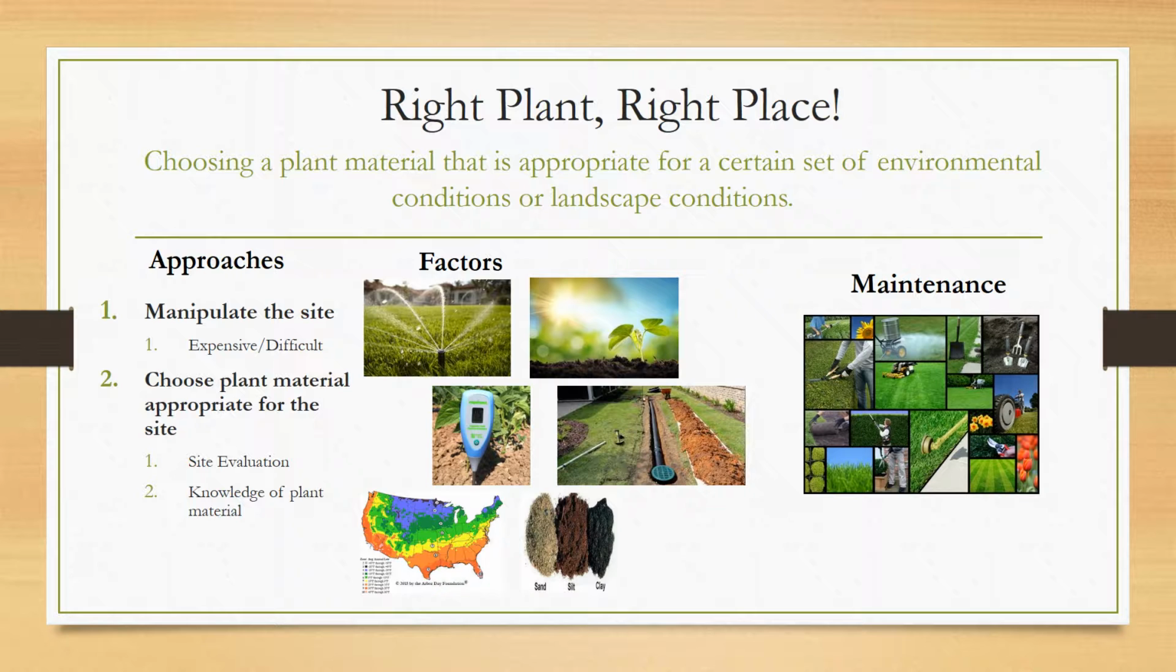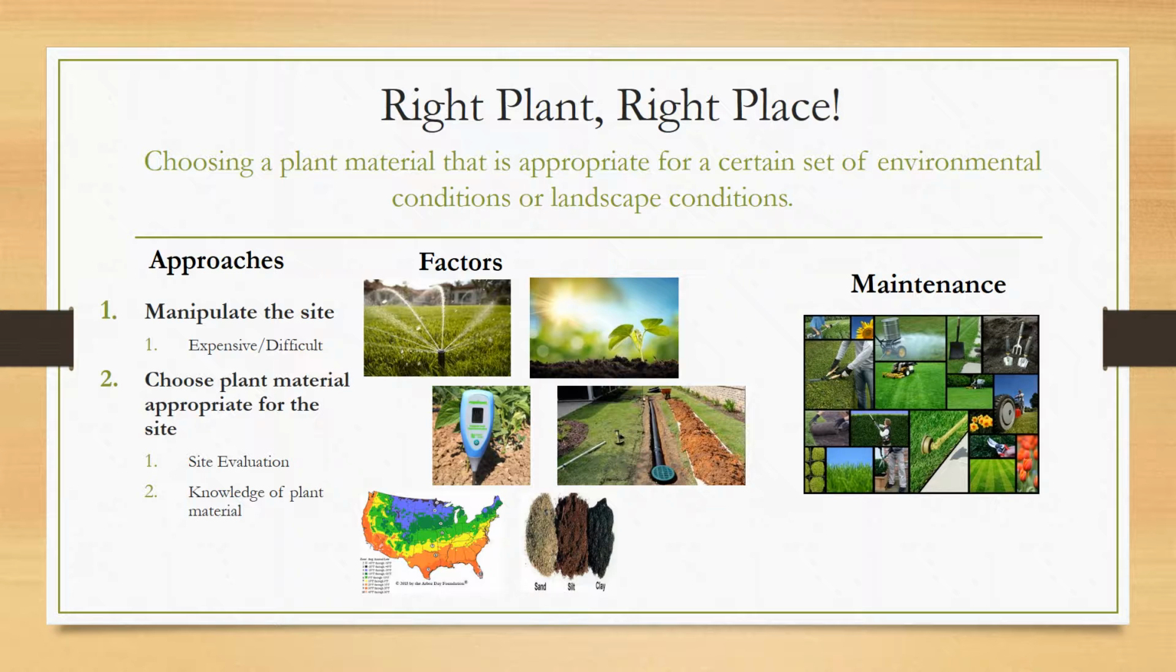Now, there are two approaches when it comes to choosing the best plant material for your site. The first approach is to manipulate the site to match the plant material you have already chosen. I personally would not recommend taking this approach. It can be very difficult, time-consuming, and very expensive. So to save you time and money and a headache, I would recommend taking the second approach. That approach is to select plant materials that are appropriate for the existing conditions of the site.